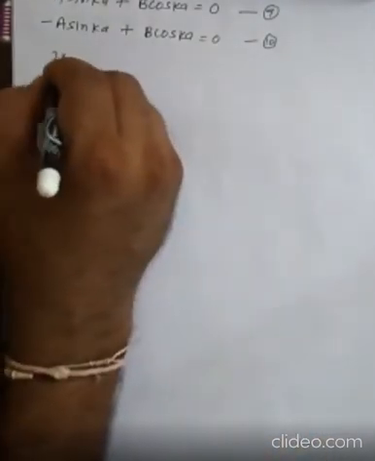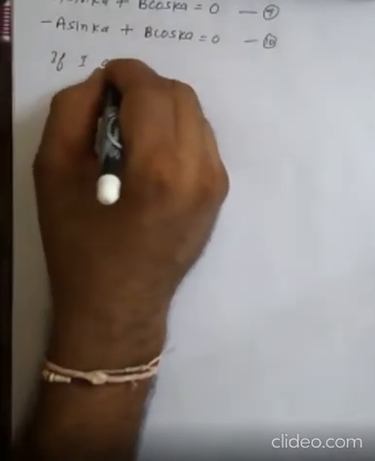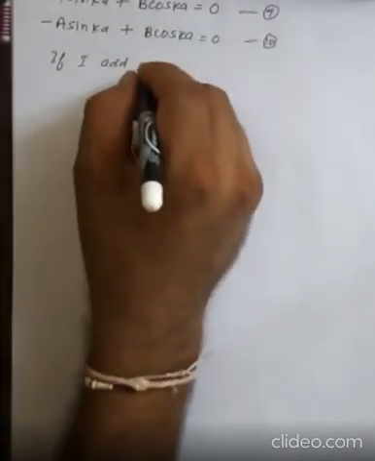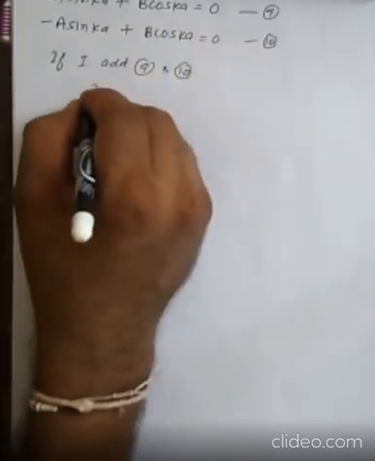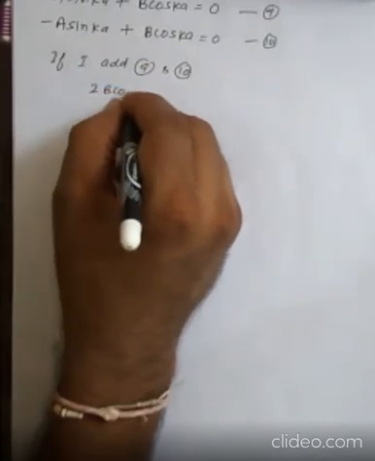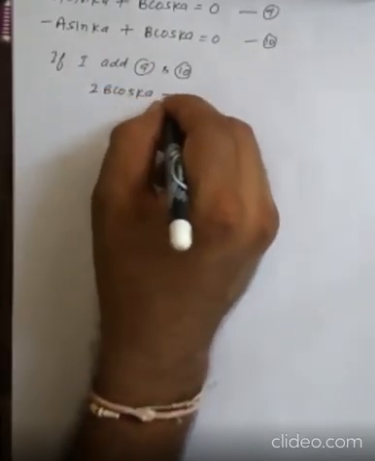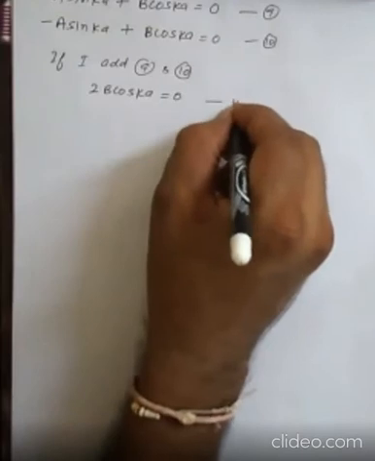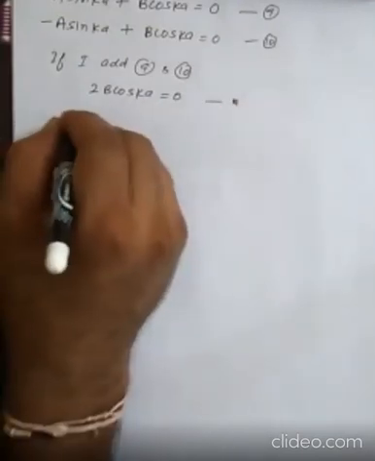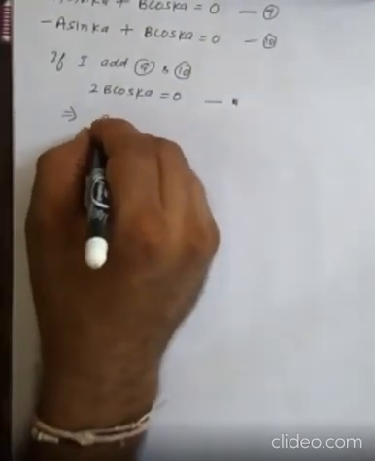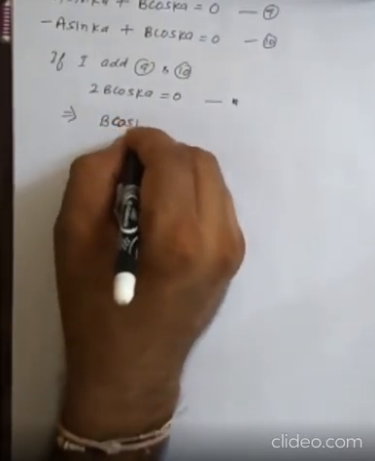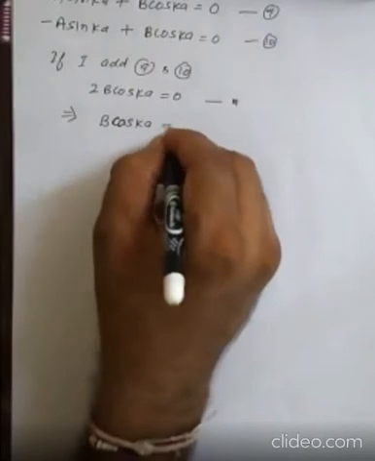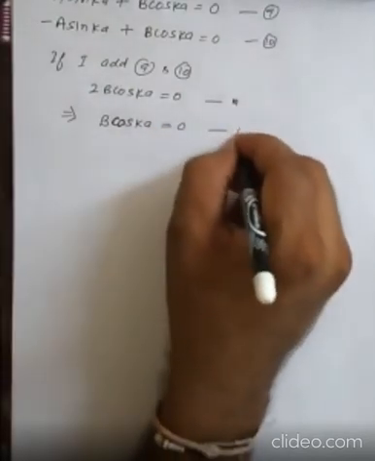So if I add 9 and 10, then what will I get? I will get 2B cos ka equal 0. Or I can write B cos ka equal 0. That's equation number 11.